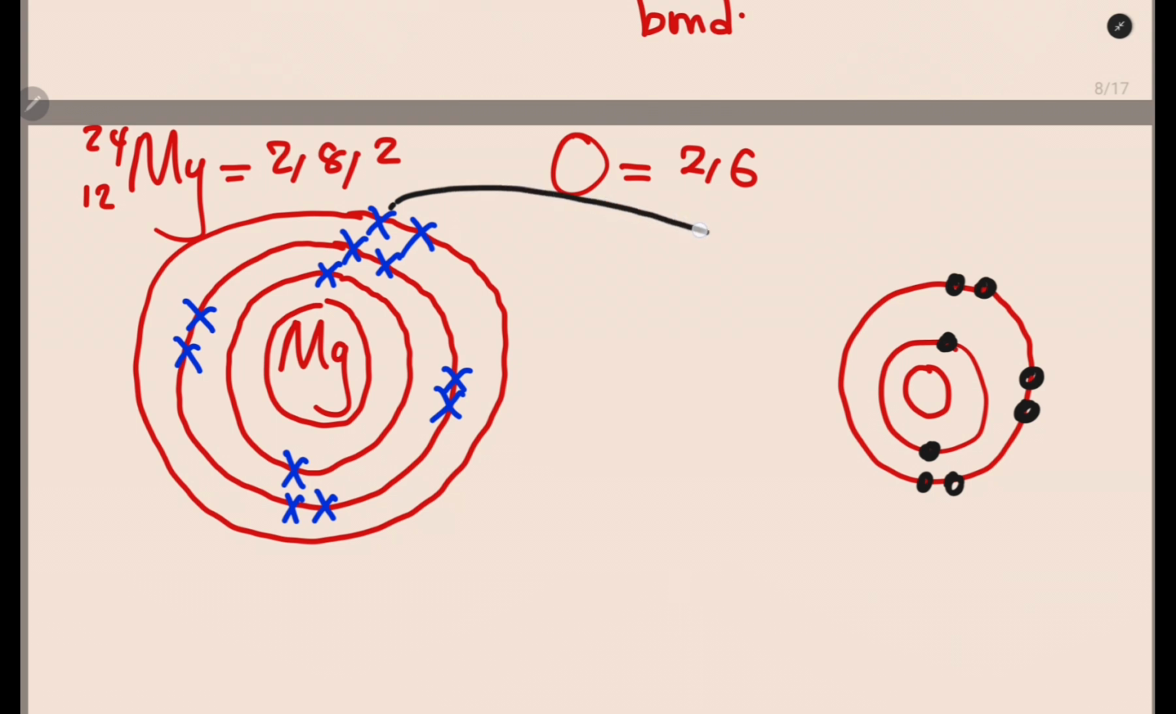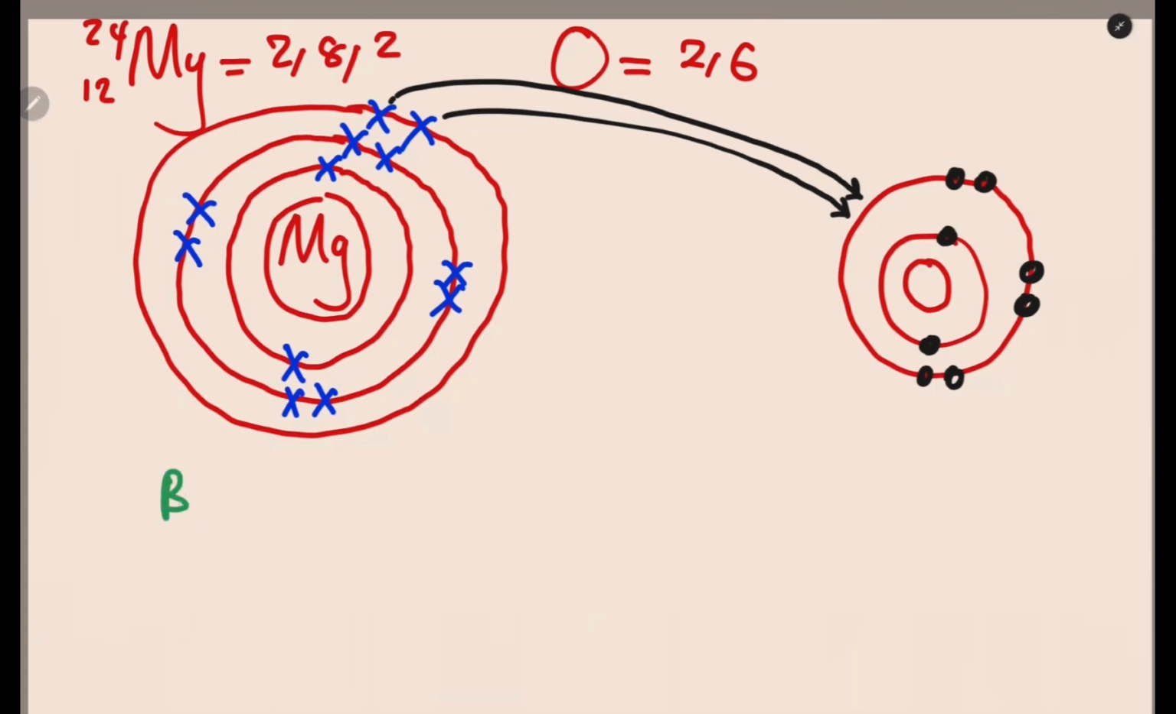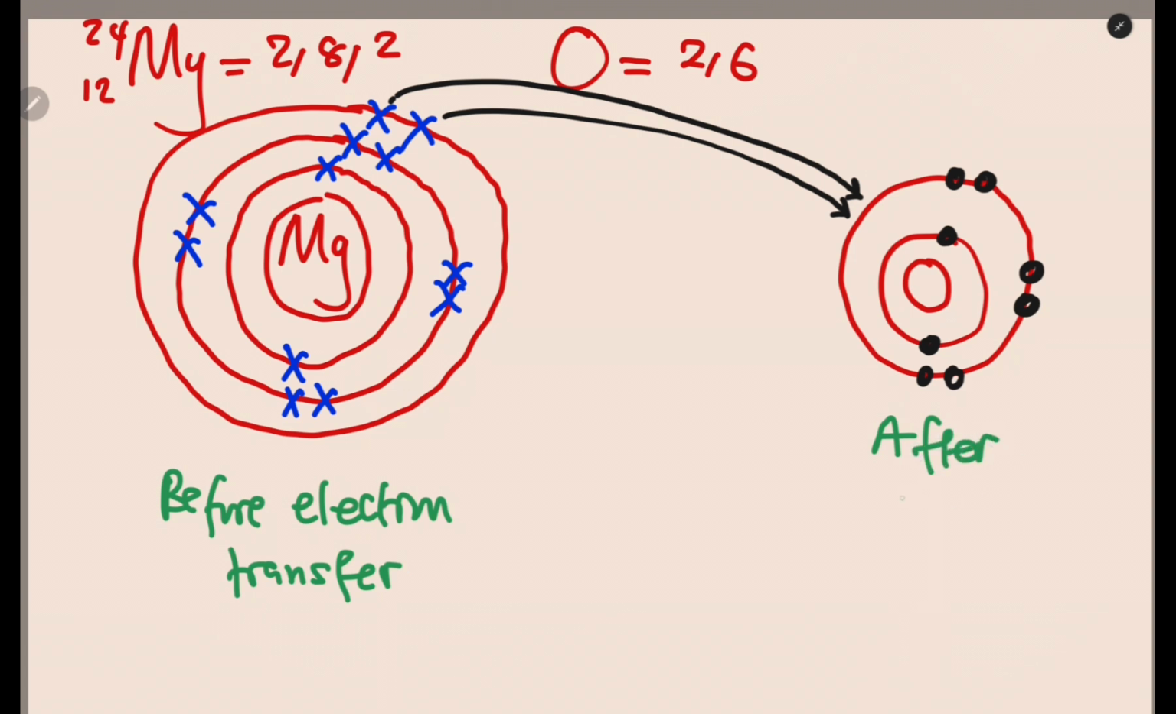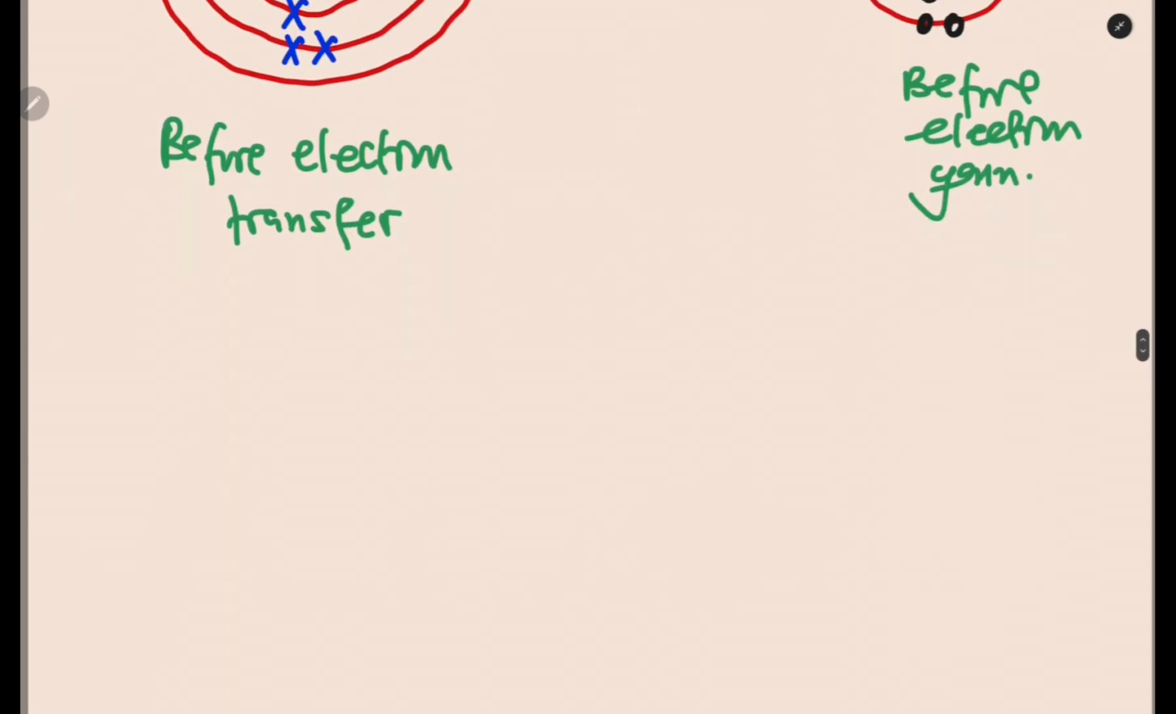Here, 2 electrons. So 1 is going to go there. Again, another one, because this one is going to lose 2 electrons. So 2 electrons are lost and gained by oxygen. So you show the arrows like that. Then here you can write before electron transfer. Then here you can say before electron gain. Then now we are going to draw the structures that show after.